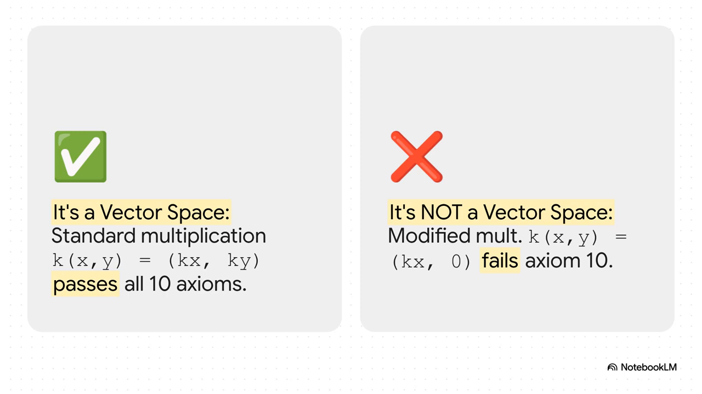Let's make this really concrete. On the left side, we've got the set of all 2D points, R squared, with the normal, everyday definitions of addition and scalar multiplication. This passes all 10 tests with flying colors. It's a vector space. But now look to the right. The set of objects is exactly the same. The addition rule is exactly the same. All we did was tweak the rule for scalar multiplication just a little bit. Now it always forces the second component to become 0. And that tiny change, it breaks the entire structure.